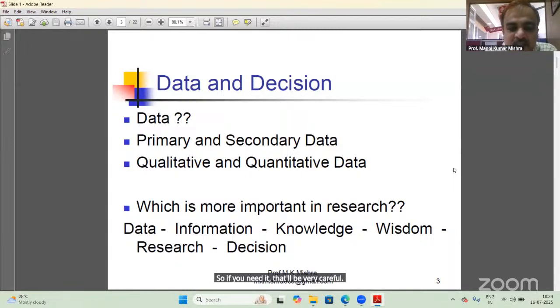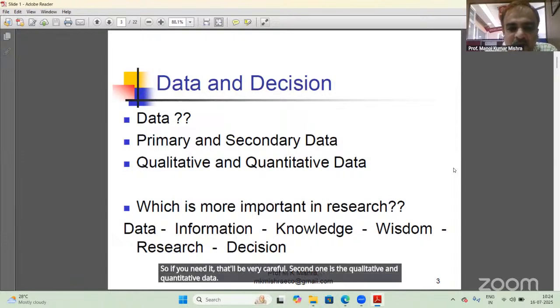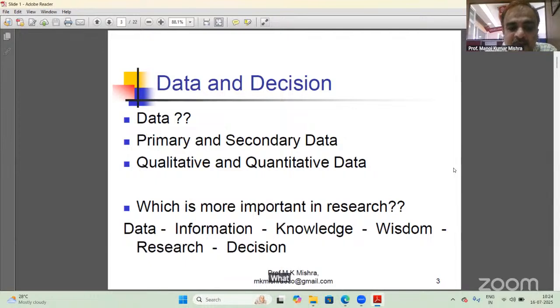Second one is the qualitative and quantitative data. We know that primary data is collected through questionnaire, interview, direct observation. While doing the research, the researcher will go to the field. He or she observes the situation. This is the direct observation, and they collect the data. And they can take the interview of some expert person, and by this method they can collect the data.